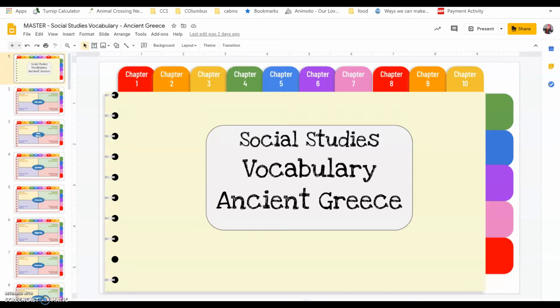All right, so we've gone over where Greece is. Now we're going to actually get into the history of ancient Greece. What you see here is the PowerPoint that we're going to keep track of all our vocabulary in throughout the chapter. So if you look, we have chapter 1, 2, there's going to be 10 chapters that we read through.